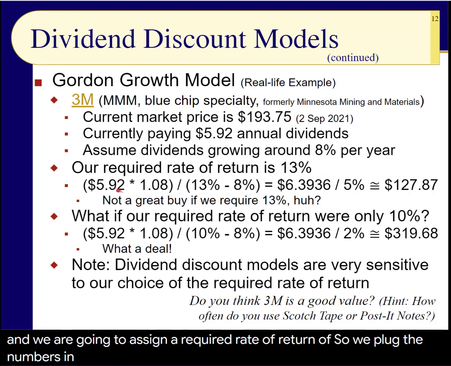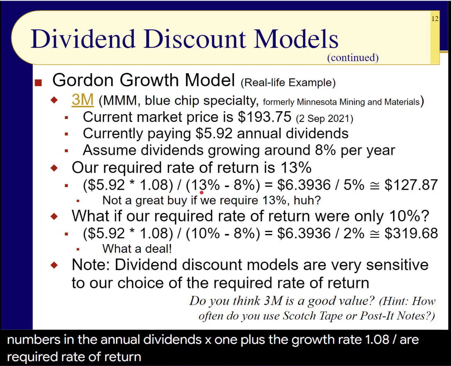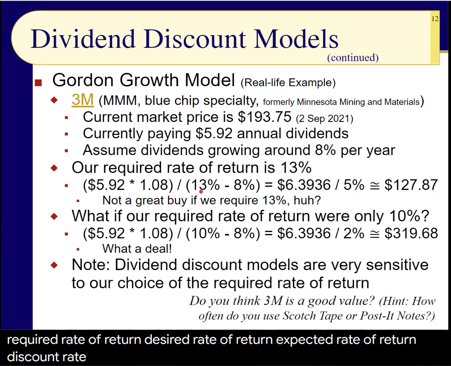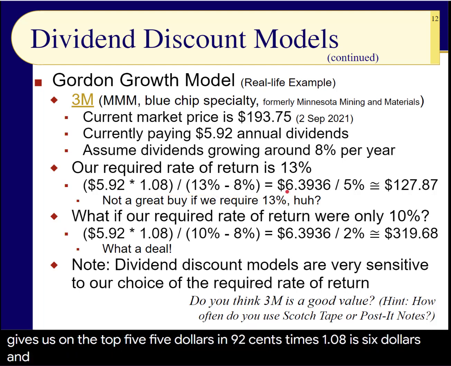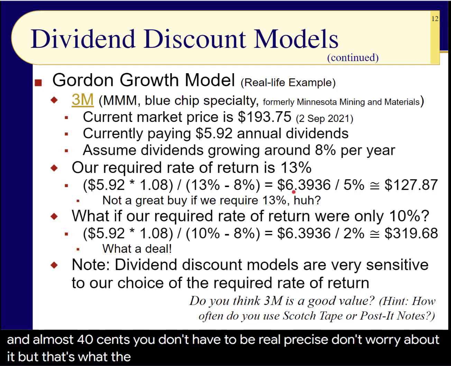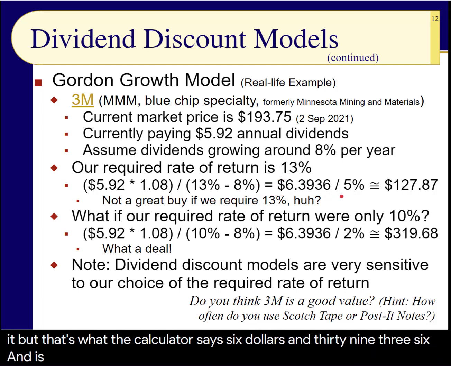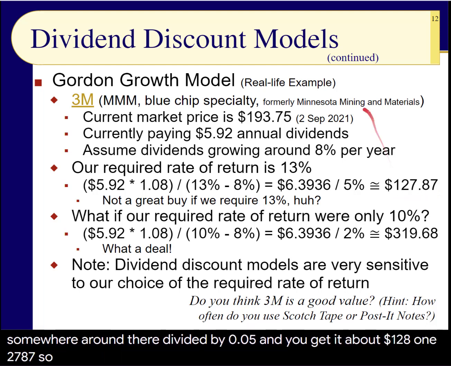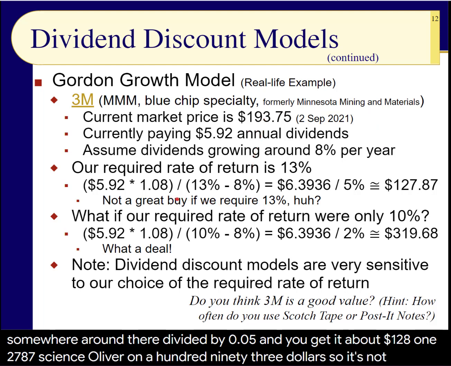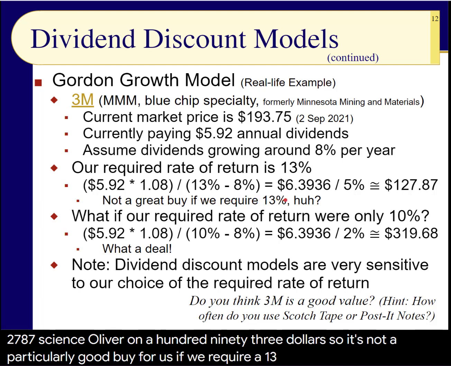So we plug the numbers in: the annual dividends times 1 plus the growth rate, 1.08, divided by our required rate of return, desired rate of return, expected rate of return, discount rate of 13% minus the dividend growth rate of 8%. On the top, $5.92 times 1.08 is $6 and almost 40 cents. You don't have to be real precise, but that's what the calculator says: $6.3936. 13% minus 8% is 5%, so 0.05. Take $6.39 divided by 0.05 and you get about $128, $127.87. So it's selling for around $193. It's not a particularly good buy for us if we require a 13% rate of return.